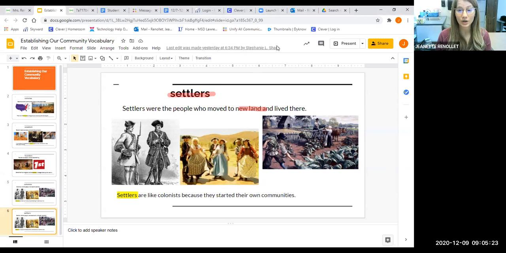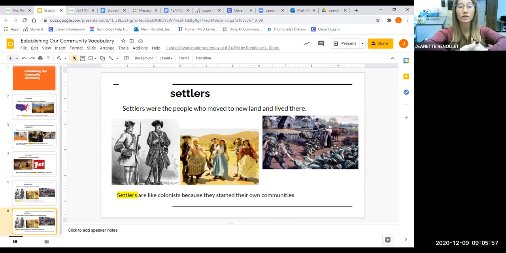Our next word is settlers. I want you to say the word, read the definition, and do the motions with me. Are you ready? Settlers. Settlers were the people who moved to a new land and lived there.